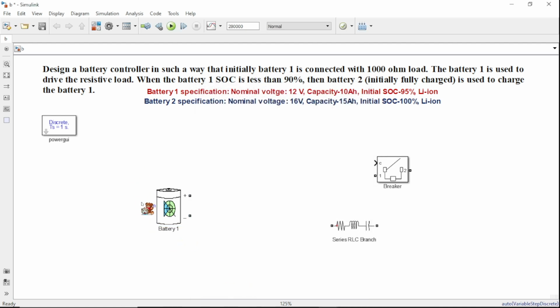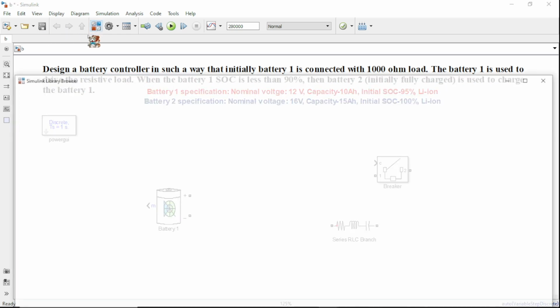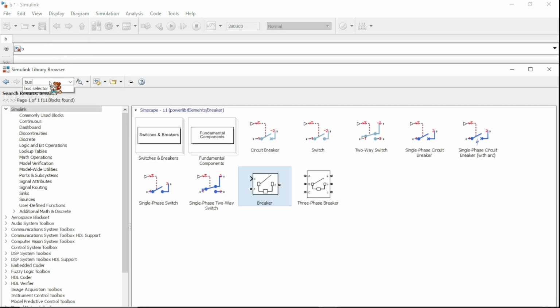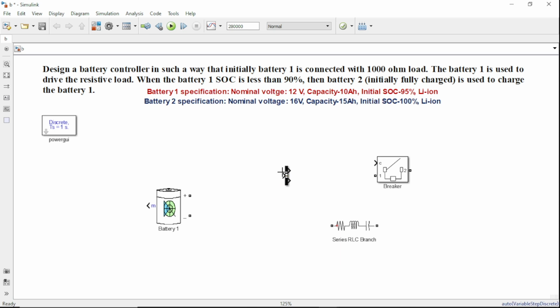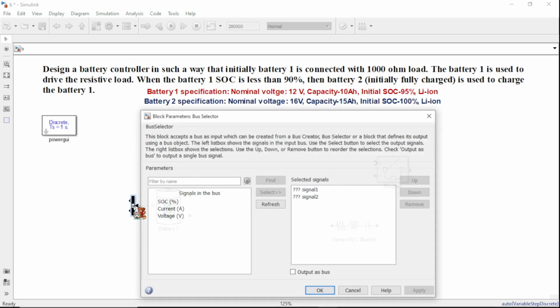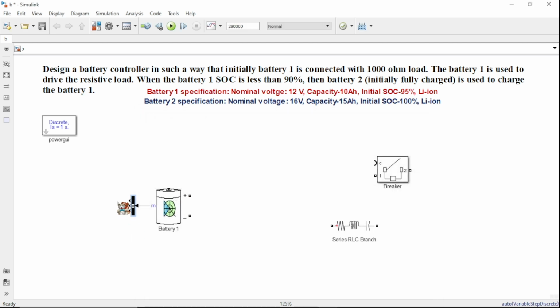Now I have to take the output from battery 1. For that we are using the bus selector. I already told you in previous two videos. I am just rotating this one. As you know, we can get three battery signals: voltage, current, as well as the SOC. So I am selecting SOC, then current and then voltage. Okay, so I am applying this.